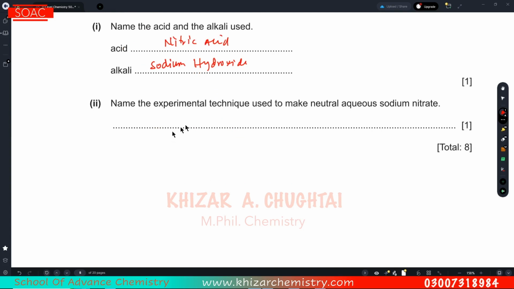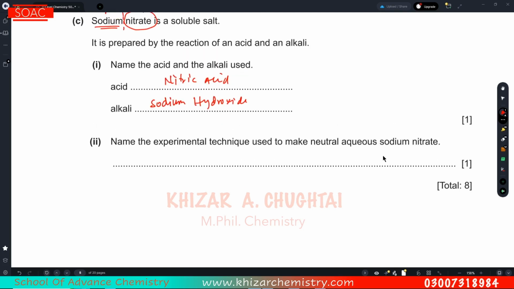Next part, name the experimental technique used to make neutral aqueous sodium nitrate, as one is alkali, other one is acid. So there is only one way out, only one technique, that is said to be titration, to make a soluble salt using acid and alkali.